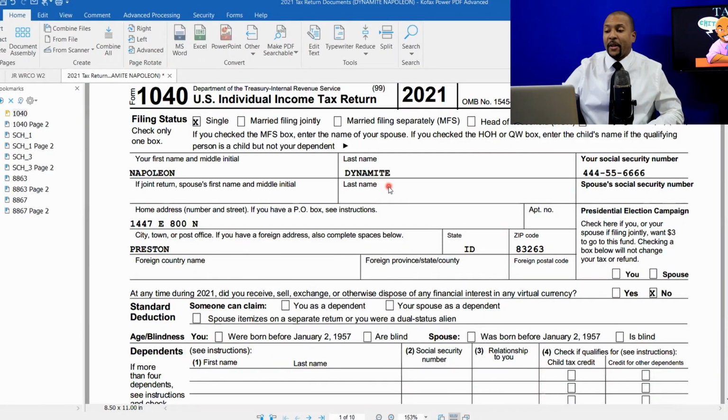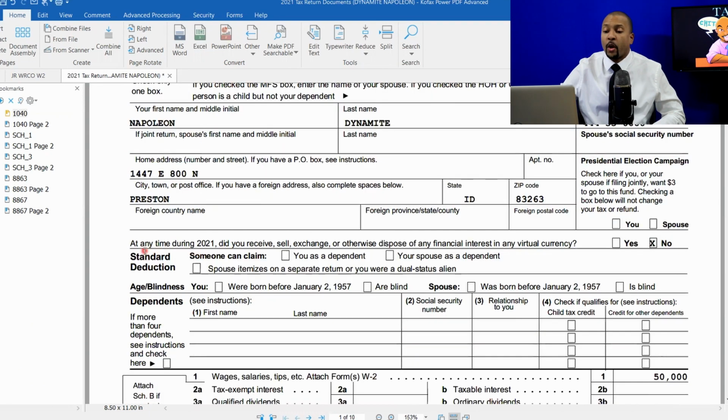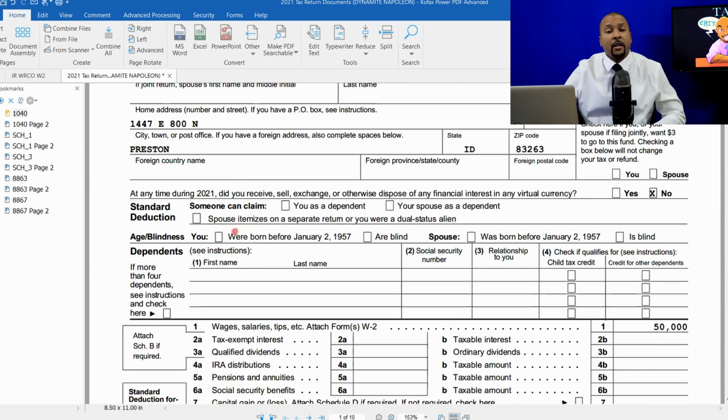So needless to say, we have our good friend Napoleon Dynamite, and at the beginning, he's going to list his filing status. So he's single, he's going to list his social security number, and he's going to list the address at which he resides. There's one question that the IRS asks, which is, at any time during 2021, did you receive, sell, exchange, or otherwise dispose of any financial interest in any virtual currency? So the IRS is looking at cryptocurrency, and our friend Napoleon is going to check no. If somebody else claimed him as a dependent, that would be listed right here, and he has no dependents that he's claiming.